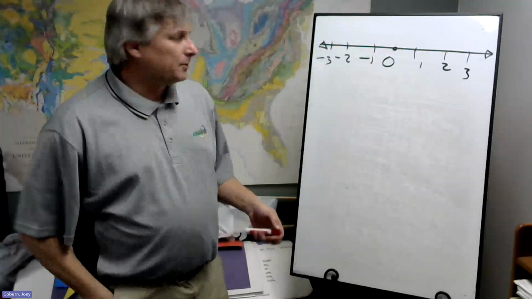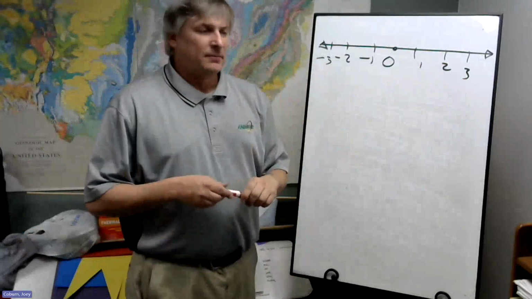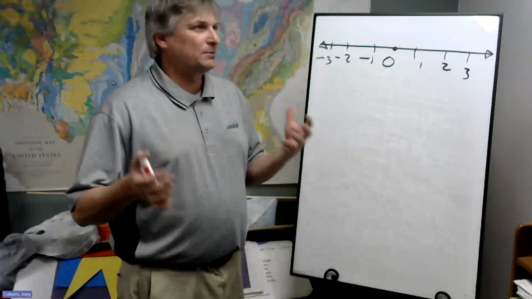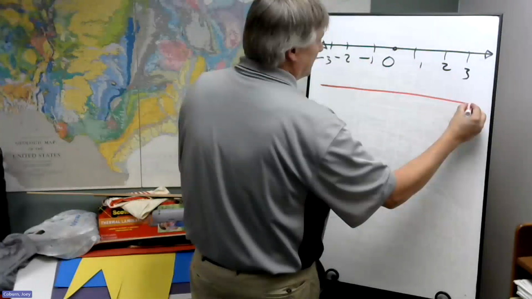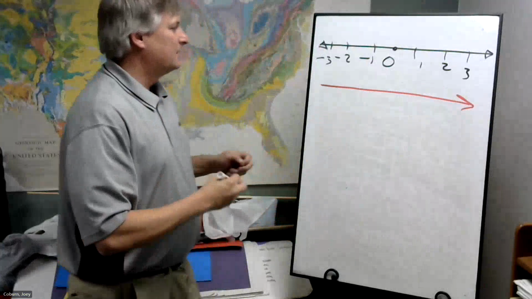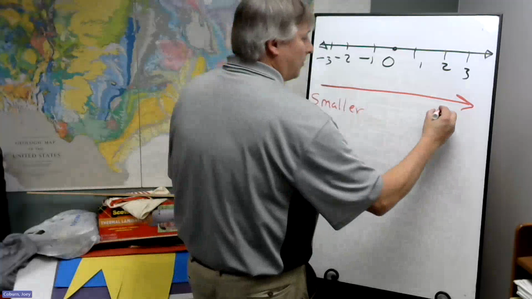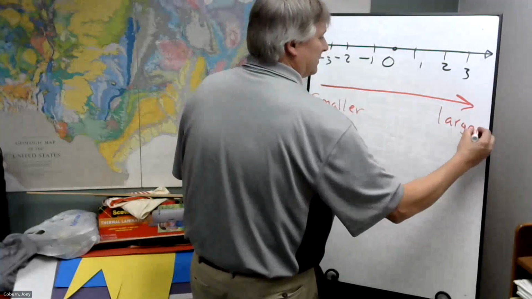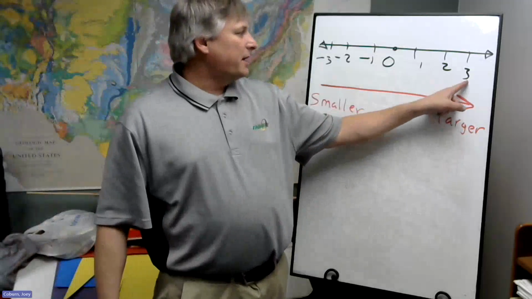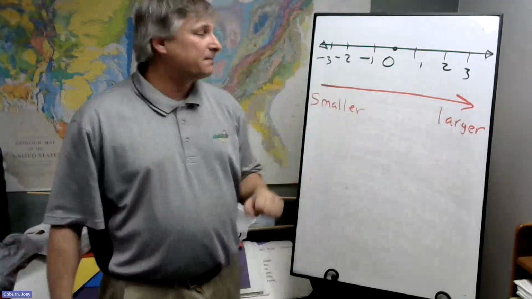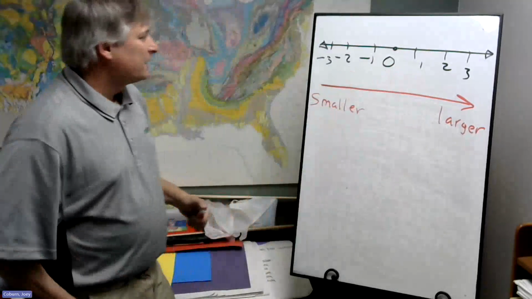Because we'll compare numbers. We'll say that 3 is bigger than 2. What about negatives? Well, the way we deal with which number is bigger than the other, we think in terms of left to right. The smaller is always on the left, and the larger is always on the right. Now this works. 3 is on the right of 2. 3 is bigger than 2. 1 is to the right of 0, so 1 is bigger than 0.